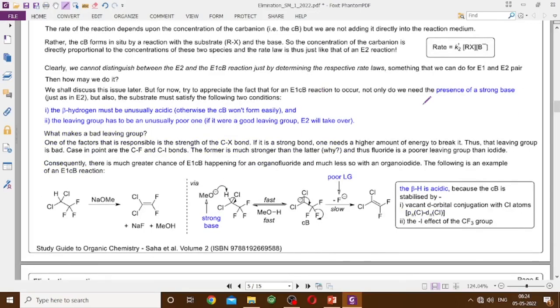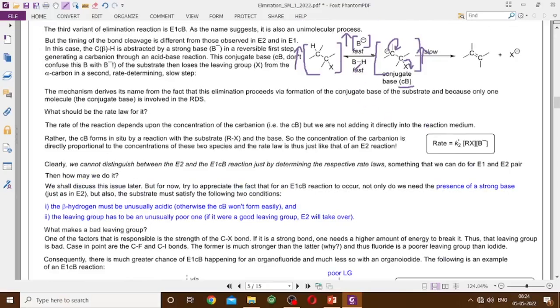তিনটে জিনিস থাকা দরকার E1CB হতে গেলে। ফার্স্ট অফ অল, ইউ নিড আ ভেরি স্ট্রং বেস সো দ্যাট ইউ ক্যান ডিপ্রোটনেট দিস CH বন্ড, অ্যান্ড নট অনলি দ্যাট, জেনারেলি কার্বনের উপরে হাইড্রোজেনগুলো খুব স্ট্রং অ্যাসিডিক হয় না, সেই জন্য এই কার্বন আয়নটাকে যদি স্টেবিলাইজ করতে হয়, সো আই নিড ইলেকট্রন উইথড্রয়িং গ্রুপস অন দিস কার্বন. That means this beta hydrogen has to be unusually acidic. So একটা ক্রাইটেরিয়া হচ্ছে স্ট্রং বেস প্রেজেন্ট থাকতে হবে, আরেকটা ক্রাইটেরিয়া হচ্ছে the CH bond has to be unusually acidic.